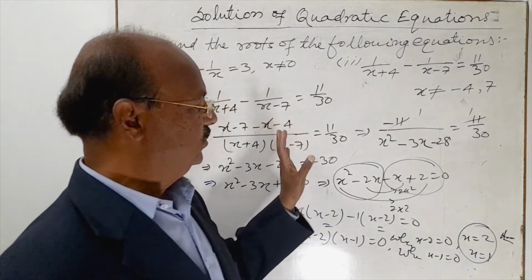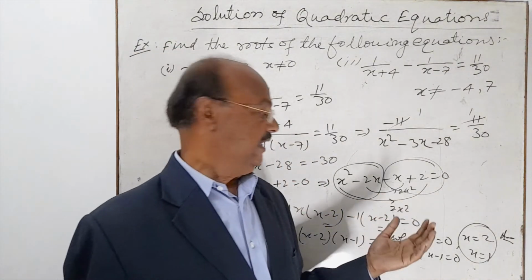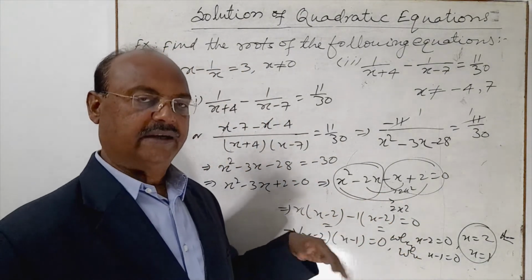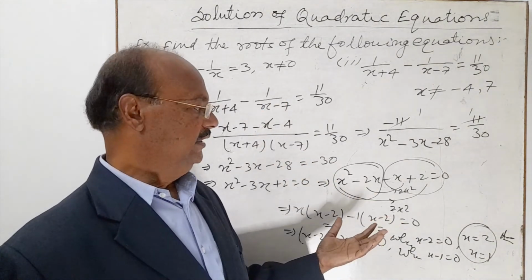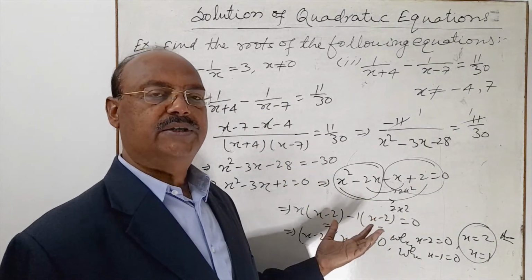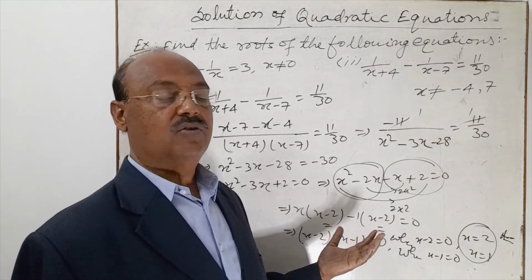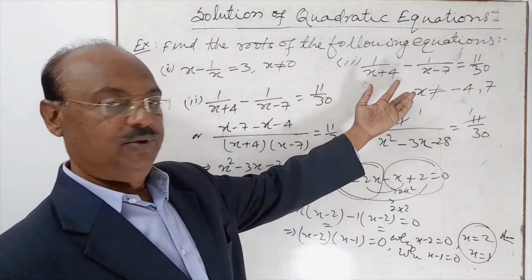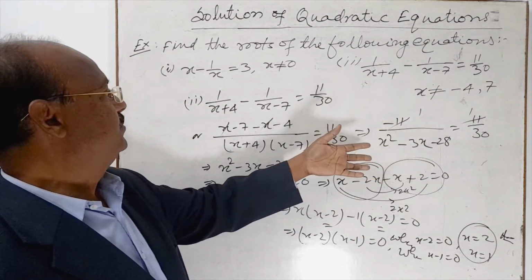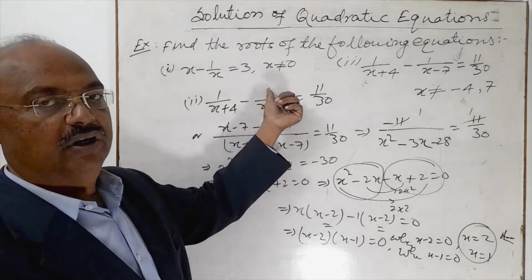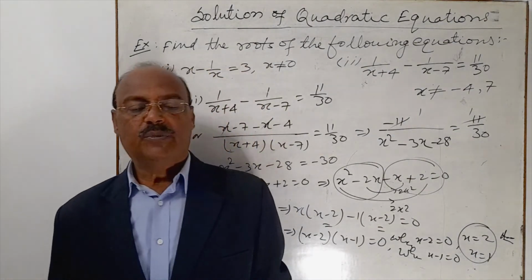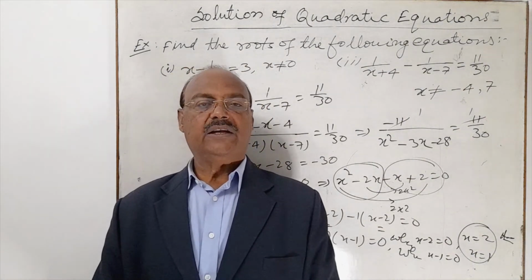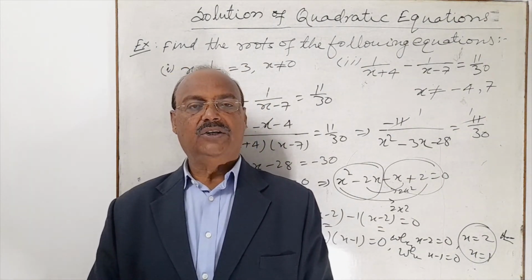Correct? So by any method, by splitting the middle term, which means factorization, by completing the square that we have discussed already in the previous video, or by using the quadratic formula that we have used in this video, in question number 1. Quadratic formula, you remember, x is equal to minus b plus minus root over b square minus 4ac upon 2a.